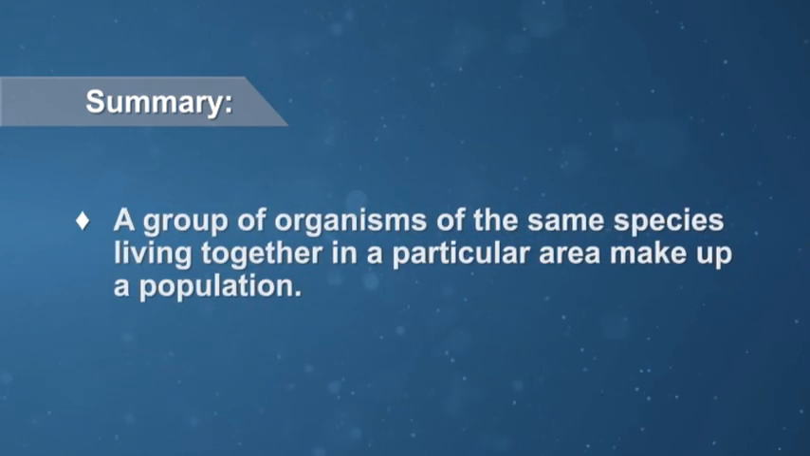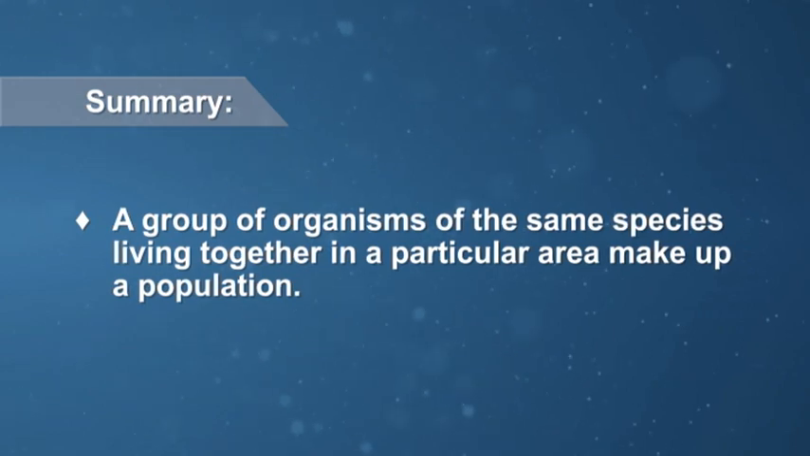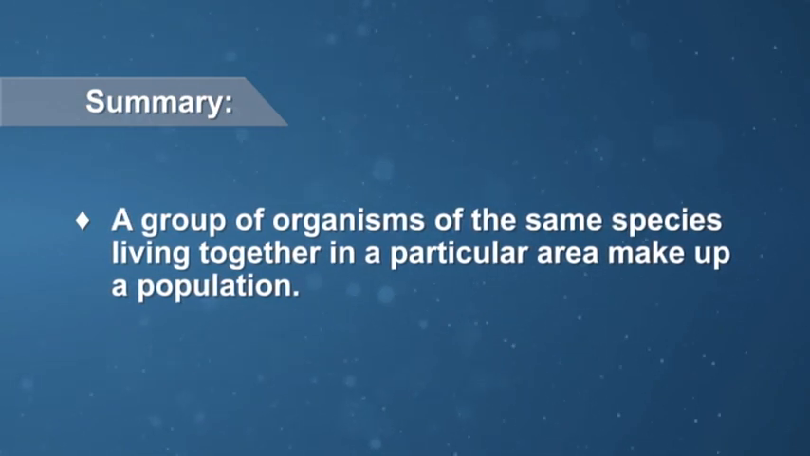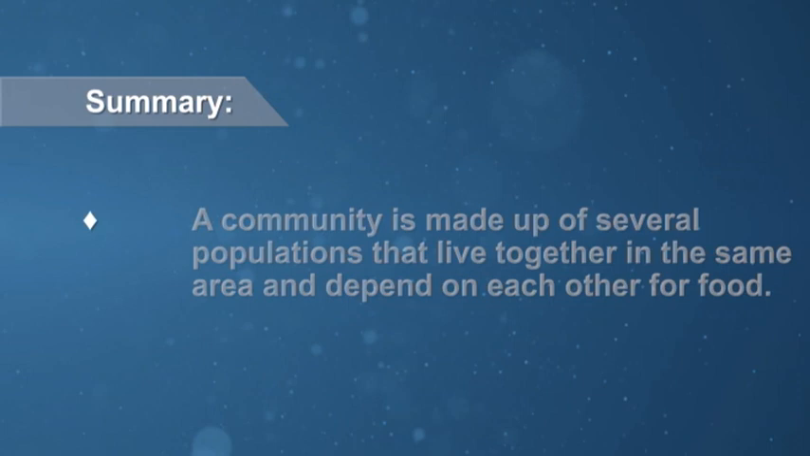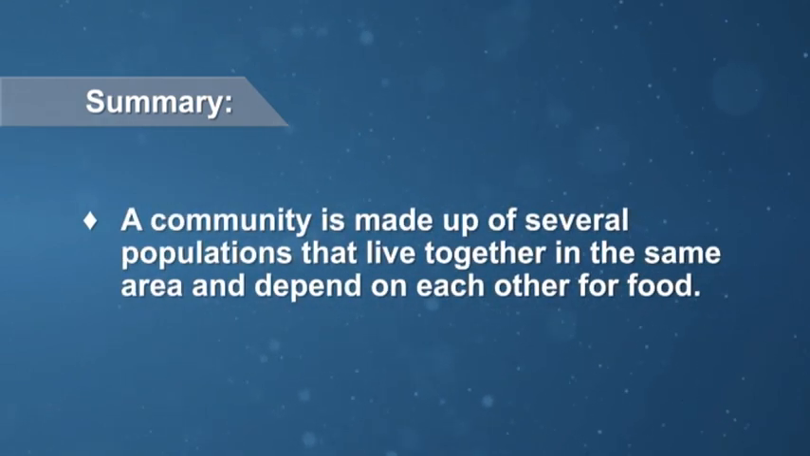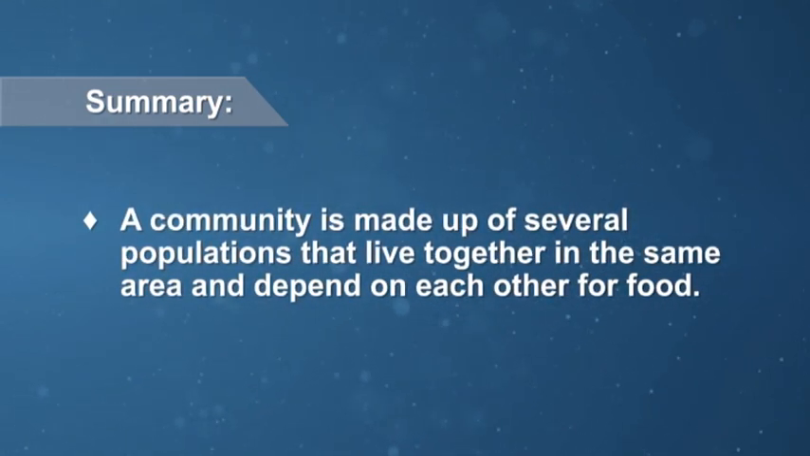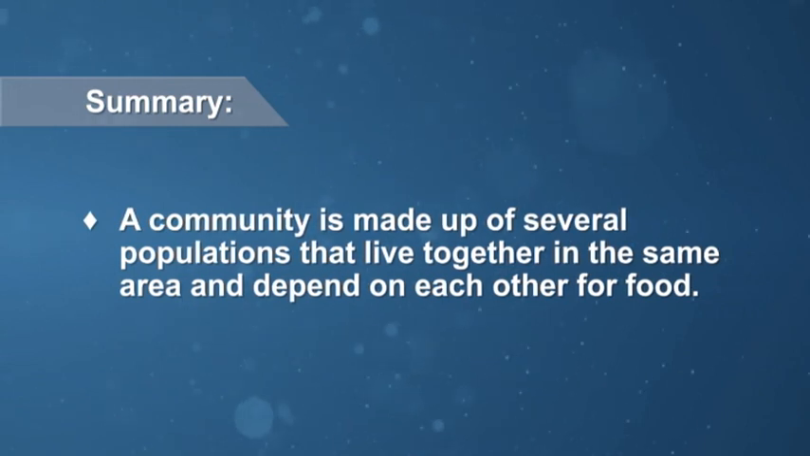A group of organisms of the same species living together in a particular area make up a population. A community is made up of several populations that live together in the same area and depend on each other for food.